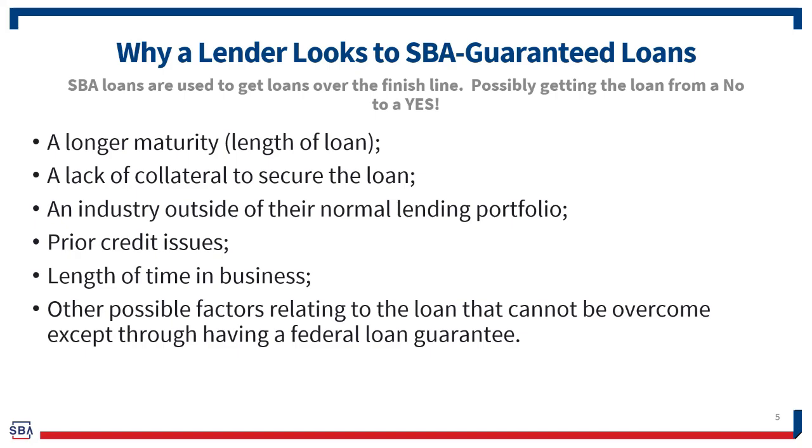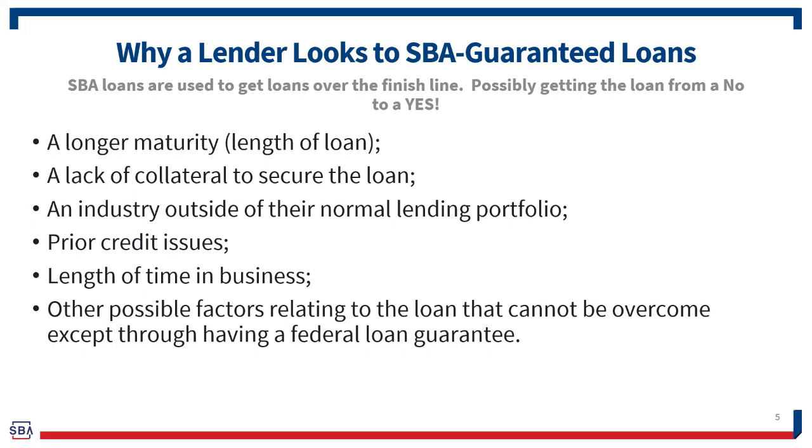If a borrower is going in and the industry is outside of their normal lending portfolio, for instance, let's say you have a lending institution that normally invests in restaurants, but they have someone coming in from the transportation industry, and they really don't have a good idea or expectation of what the transportation industry is like. They could actually take an SBA loan and give it a guarantee in order to offer this loan to that borrower.